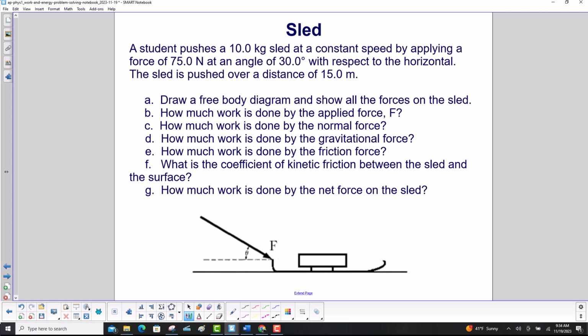E. How much work is done by the friction force? F. What is the coefficient of kinetic friction between the sled and the surface? And finally, G. How much work is done by the net force on the sled?